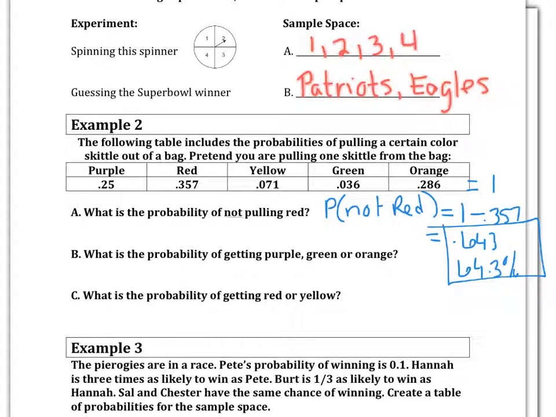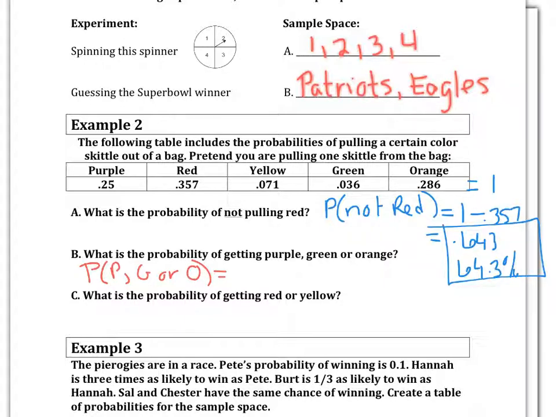So either answer would be acceptable there. In the next one, what is the probability of getting purple, green, or orange? So if we're talking about those 3 colors, that's purple, green, or orange, that event includes all 3 of those probabilities.